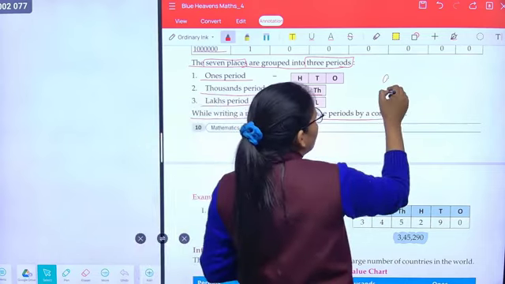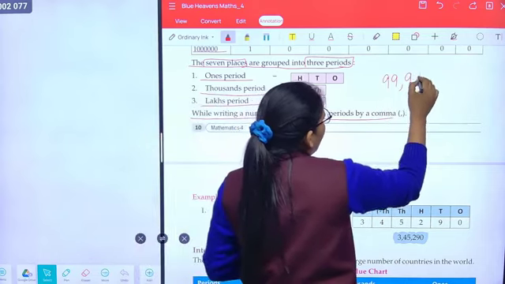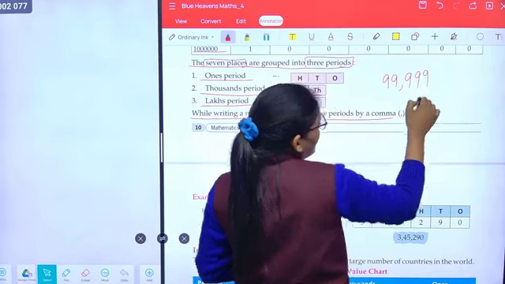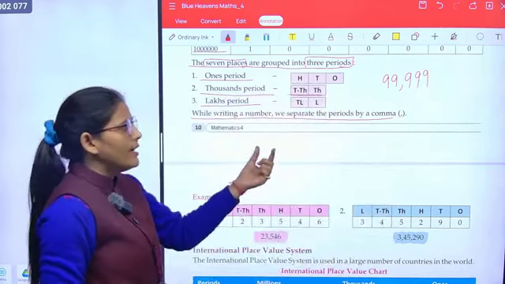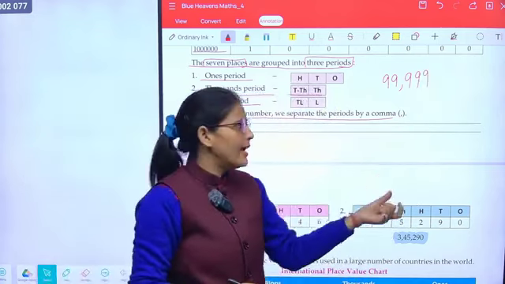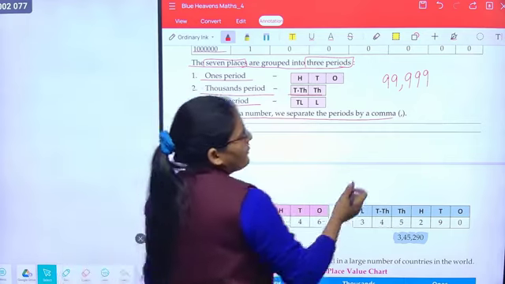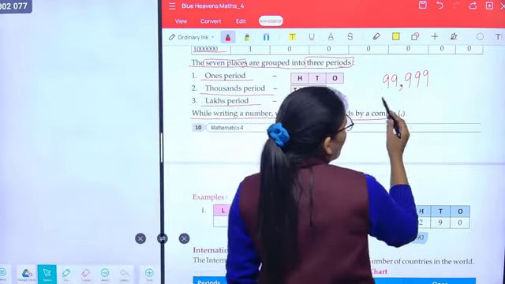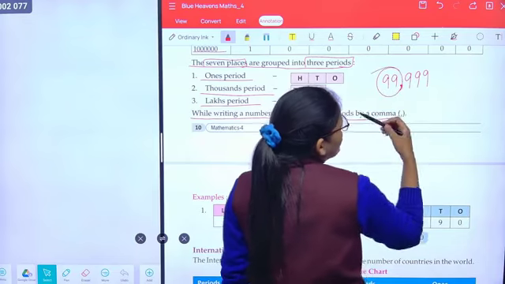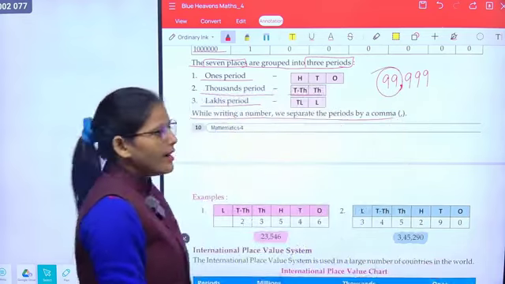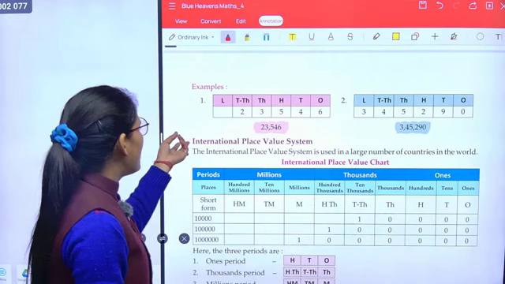Like मैंने लिखा 9,999. मैंने लिखा 99,999. तो मैंने क्या किया, इनको सेपरेट कर दिया कोमा से. सो इट विल रीड एज 99,999. ओके.